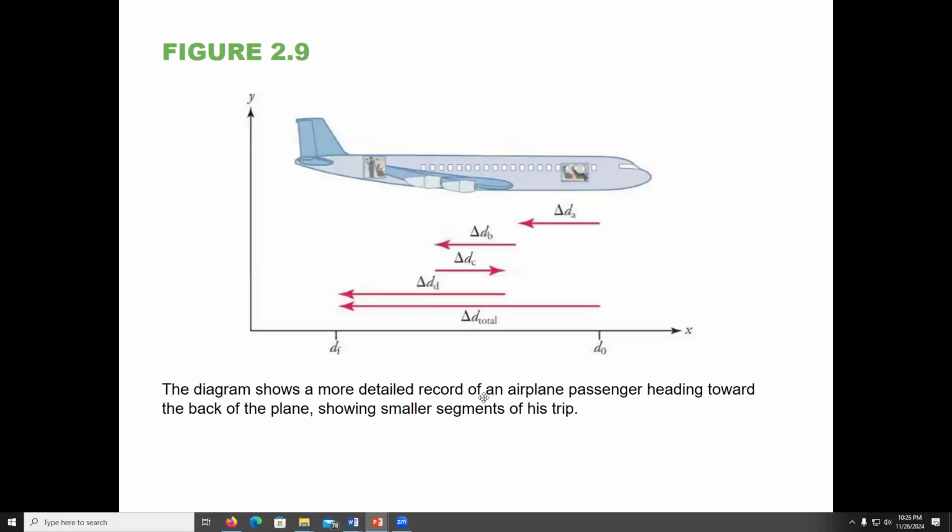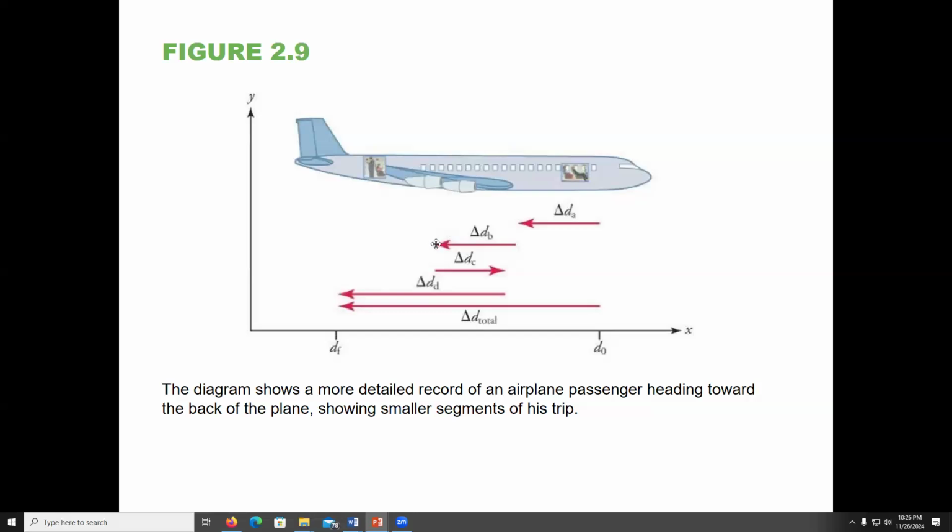The diagram shows a more detailed record of an airplane passenger heading toward the back of the plane, showing smaller segments. So the D naught is where we start. That's the seat of the passenger. DF is where they ended. Now let's look. In the beginning, the passenger's first trip was from D naught to DA. So they stopped here. Maybe they had a conversation with a friend at this location. Then they continued to another trip. This is the DB. So they ended trip A here, and DB was they went further to this position here.